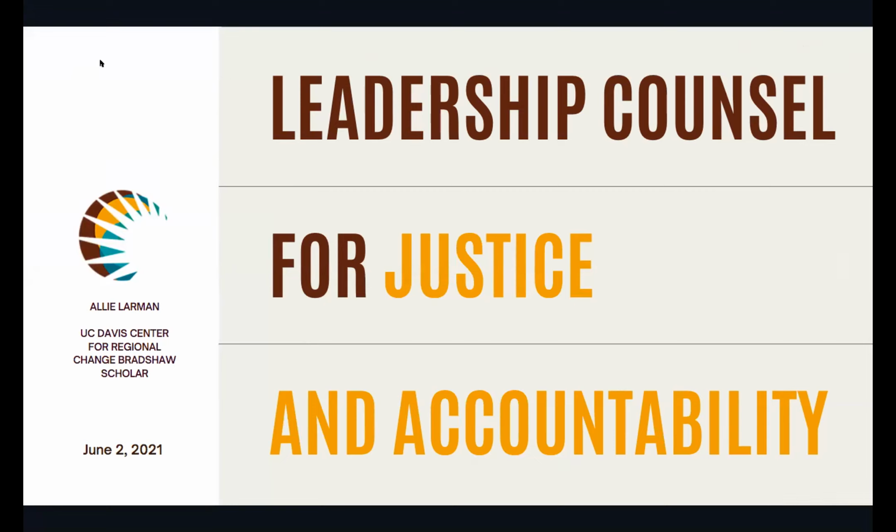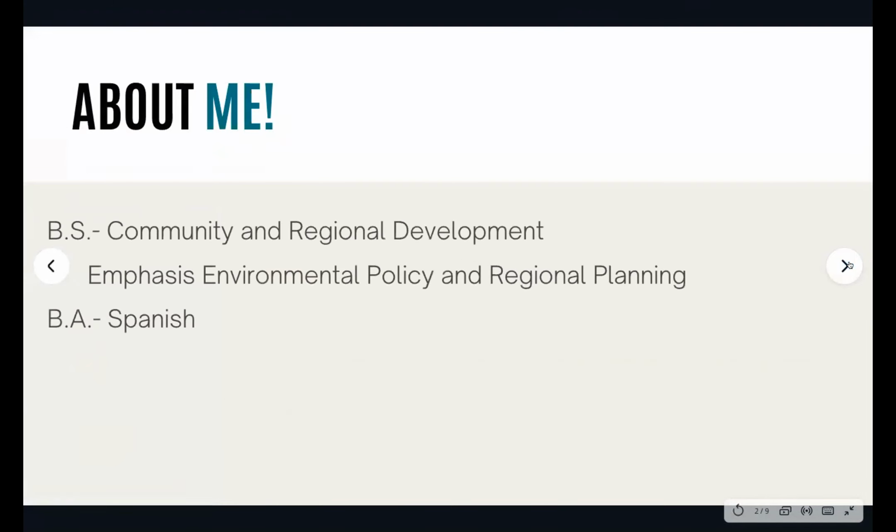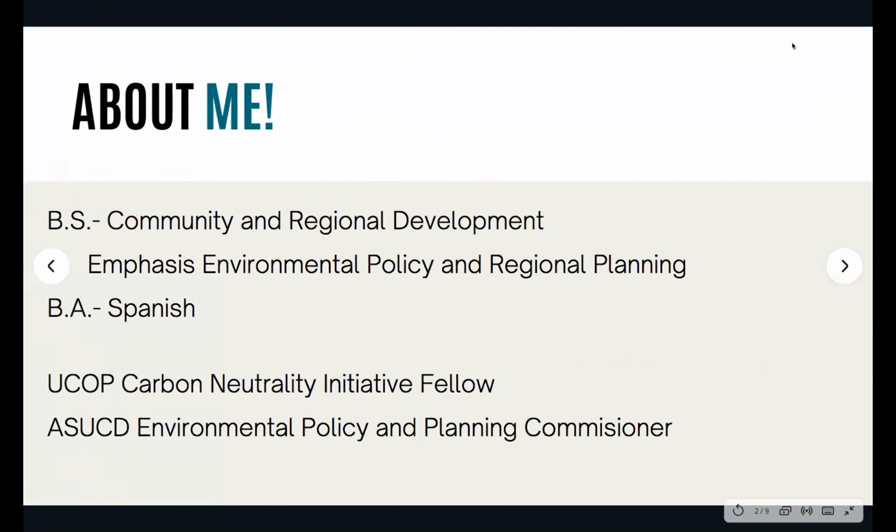Like Catherine mentioned, my name is Ali Larmon, and I had my placement at the Leadership Council for Justice and Accountability. A little bit about me: I am a third-year undergraduate student at UC Davis, pursuing a double major in community and regional development and Spanish. Within community development, I'm really interested in environmental policy and regional planning. When I'm not working on school or the Bradshaw Scholars Program, I'm also a Carbon Neutrality Initiative Fellow and an ASUCD Environmental Policy and Planning Commissioner. A lot of my interests lie at the intersection of social justice, policy, and climate change.